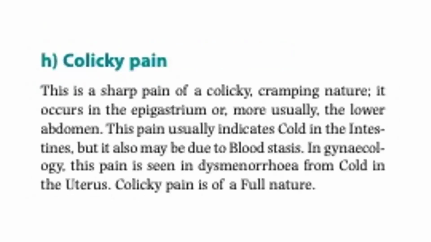Next is the colicky pain. This is a sharp pain or a colicky cramping nature. It occurs in the epigastrium or more usually the lower abdomen. This pain usually indicates cold in the intestine, but may also be due to cold stasis. In gynecology, this pain is seen in dysmenorrhea from cold in the uterus. Colicky pain is of full nature.